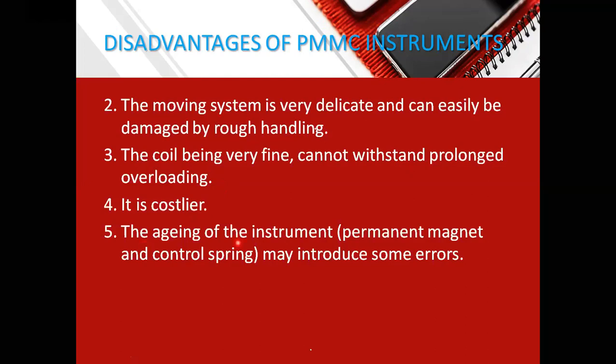And the aging of the instrument may introduce some errors because of the permanent magnet and the control spring. Because of fatigue, the permanent magnet strength may not be the same because of aging. Hence, there will be some introduction of errors. And because of fatigue of the control spring, its elasticity may get weakened. Hence, there will be some more errors because of the control spring. So, aging affects PMMC a lot.